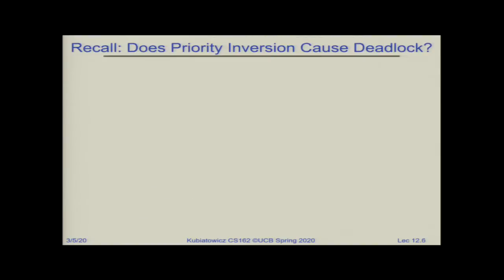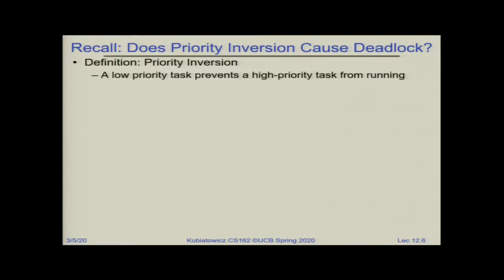All right. So the other thing that's particularly appropriate for Project 2 is you're going to build a priority scheduler. And so the question is, we talked about priority inversion. Can that cause deadlock? What's priority inversion? That's a low priority task somehow preventing a high priority task from running. Okay, so that's against what a priority scheduler is supposed to give you. So, the question we might ask is, is priority inversion a type of deadlock?